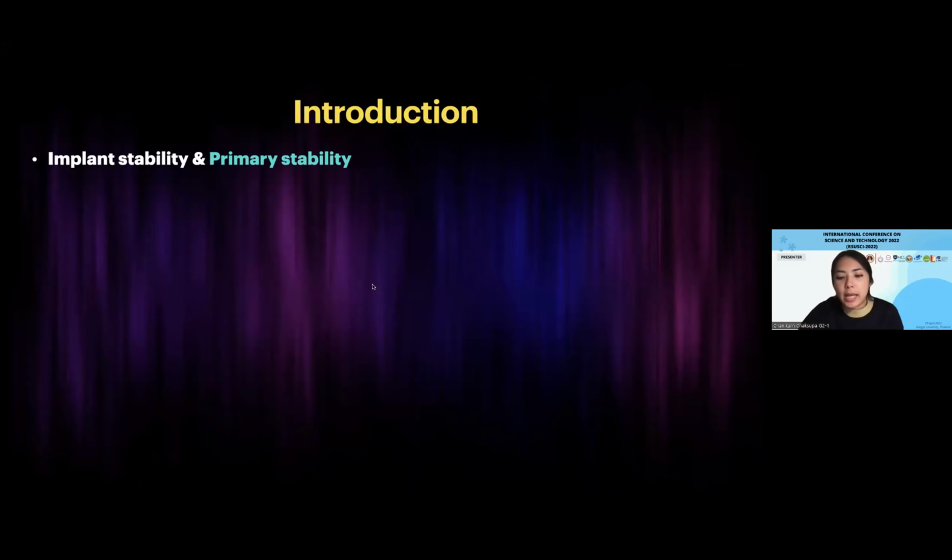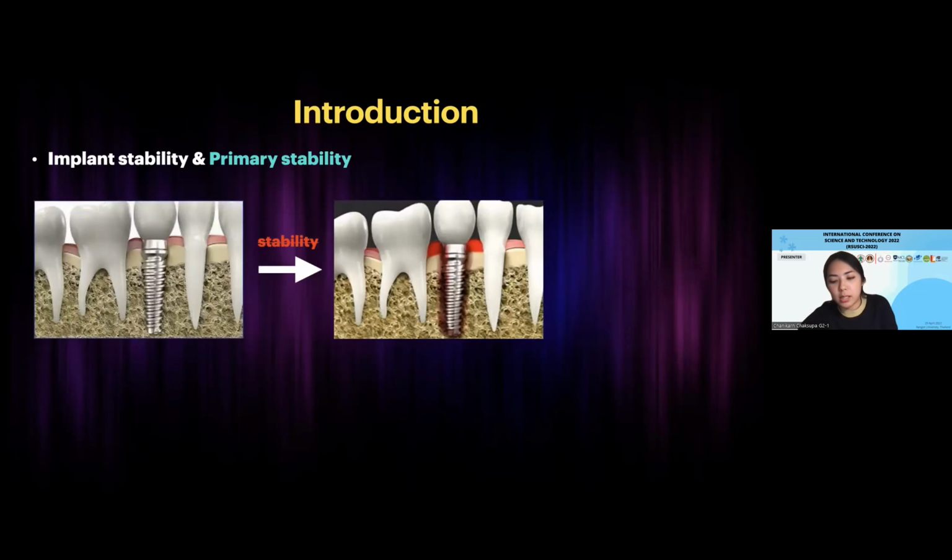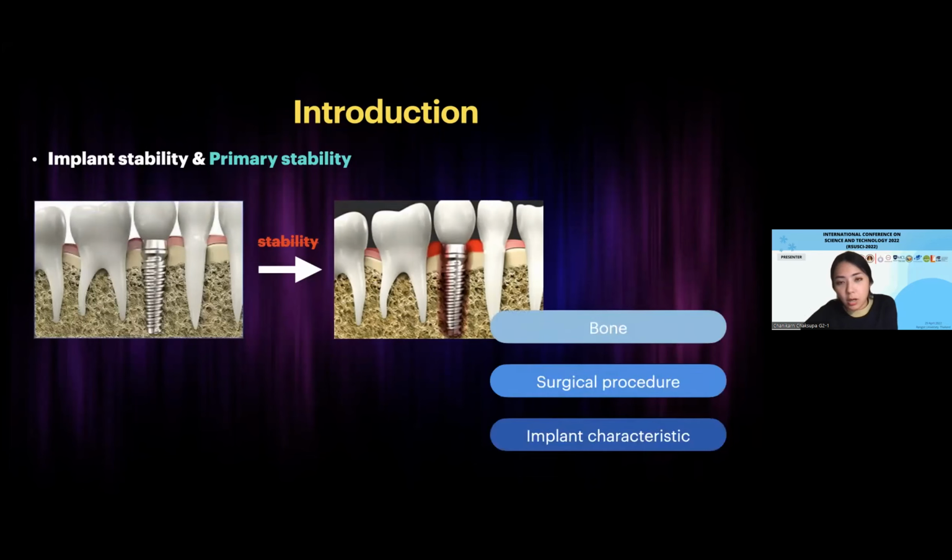First of all, as everybody knows, implant stability is a measurement of the intimacy between bone and implant, and it's also a useful predictor for osseointegration. They claim that if an implant lacks stability or has micromotion, it can disrupt the healing process, which leads to fibro-osseous integration and implant failure. There are many factors that affect primary implant stability, which are bone-related factors, surgical procedure, and the implant characteristics.